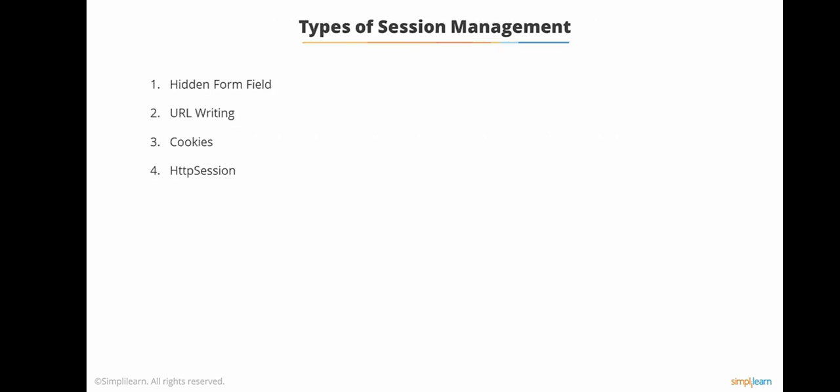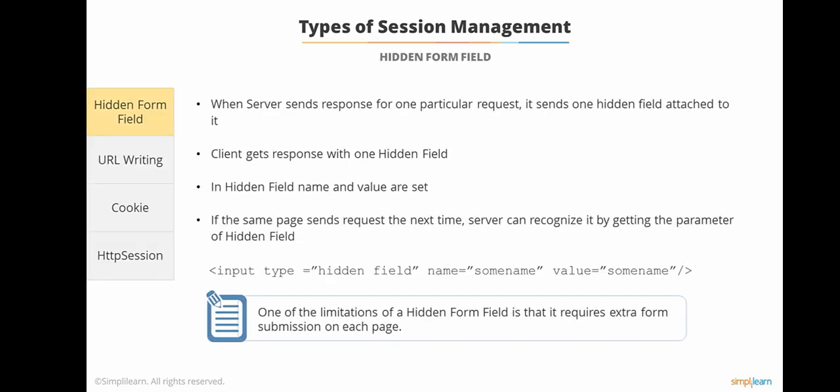Types of session management. We have hidden form field, we have URL rewriting, we have cookies, and we have HTTP session. So let's explore the types of session management. The first is the hidden form field. When the server sends a response for one particular request, it sends one hidden field attached to it. The client gets the response with one hidden field, and in the hidden field, the name and value is set as a key pair value.